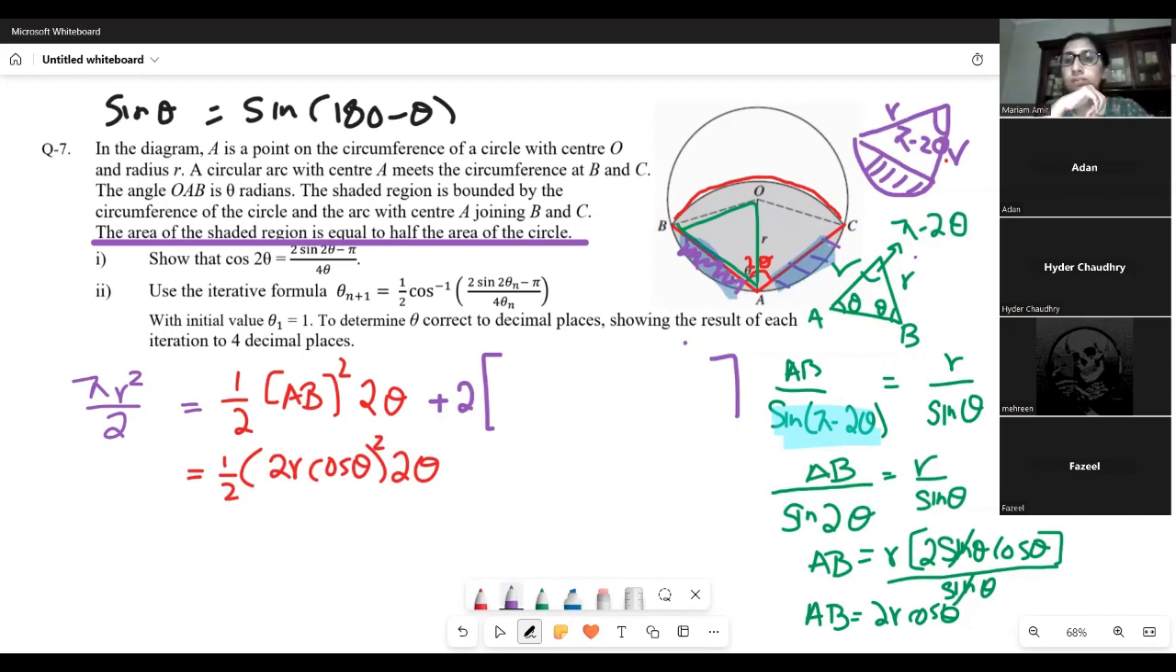So the area of the sector would be half r squared theta. So half times r is r, and theta is pi minus 2 theta. Minus the area of the triangle, which would be half times a times b times sine c from O levels. So half times r square times sine, again pi minus 2 theta.